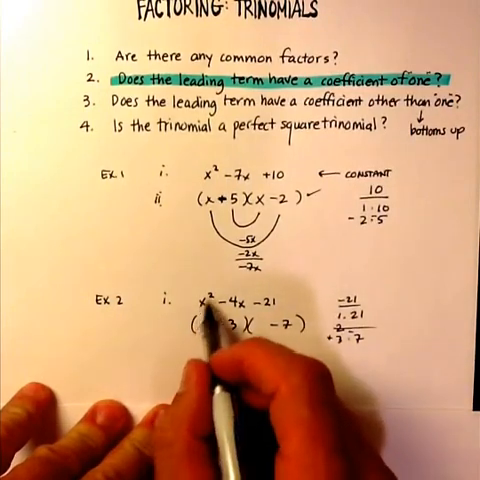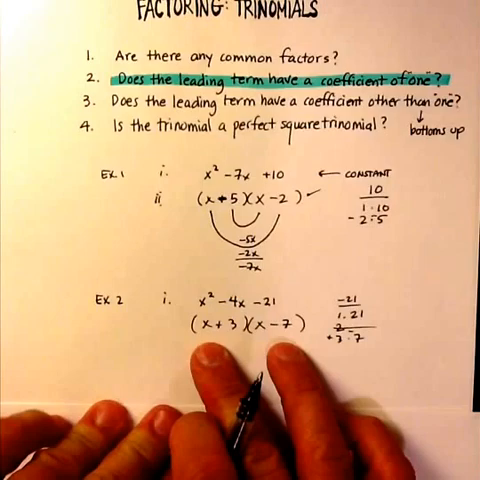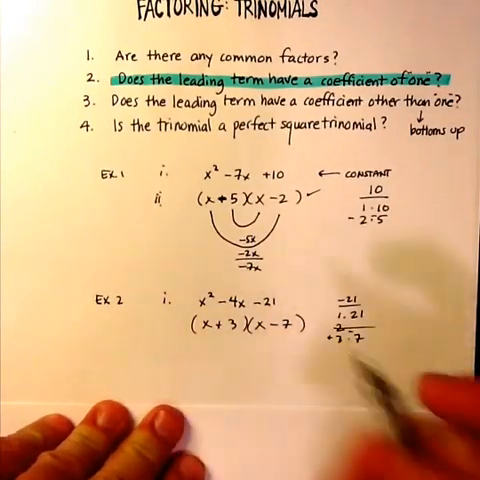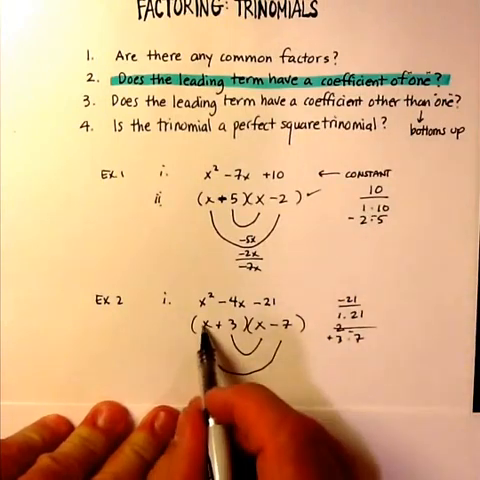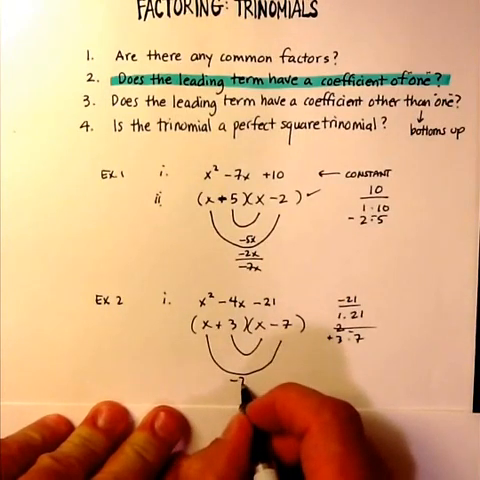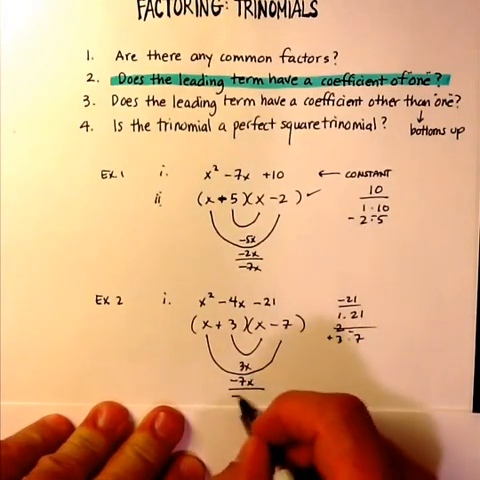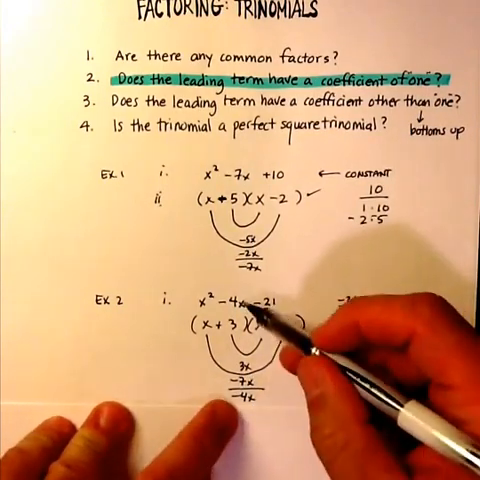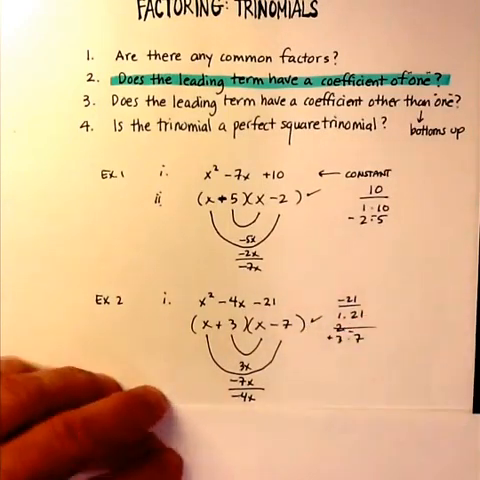All right. Take the square root of the leading term, and again, you've got your answer. Again, let's check by doing the smiling face. x times negative 7 is negative 7x. 3 times x is 3x. Add them up, you get negative 4x. And again, it matches the middle term. So you've done it correctly again.